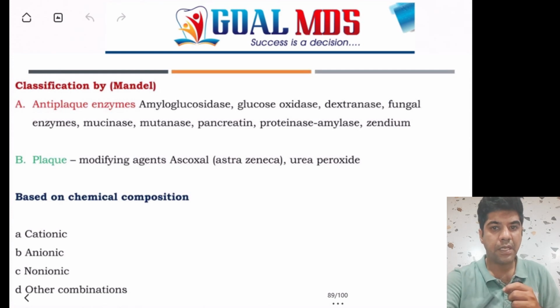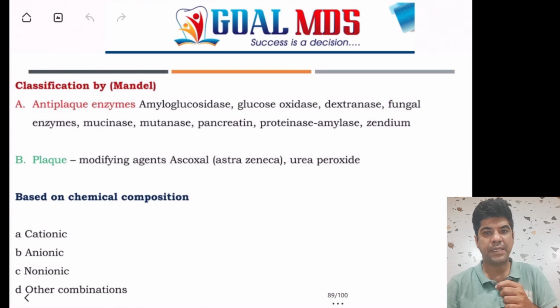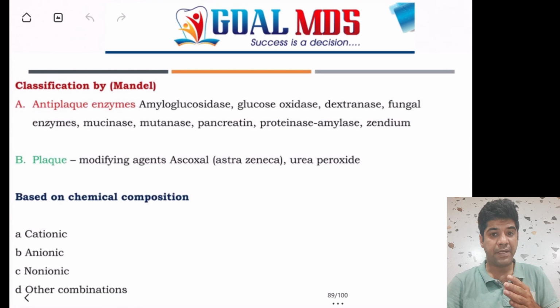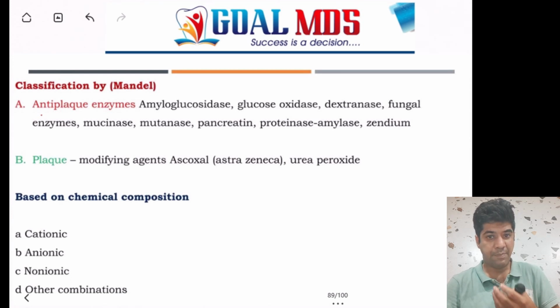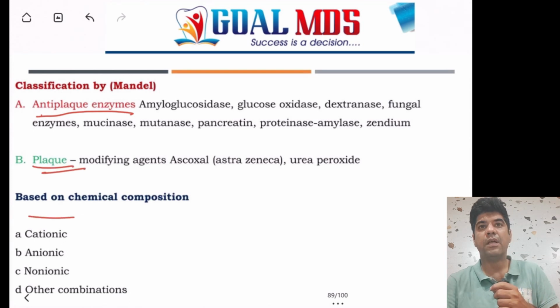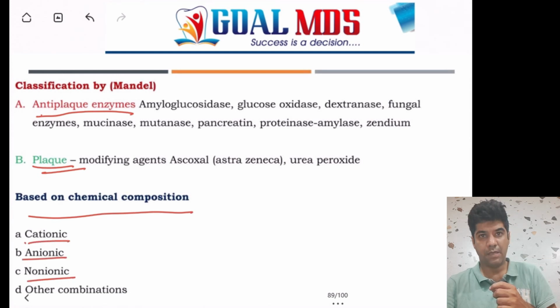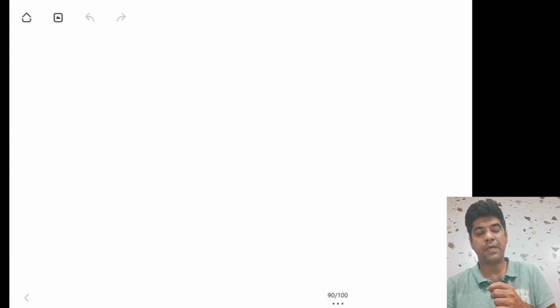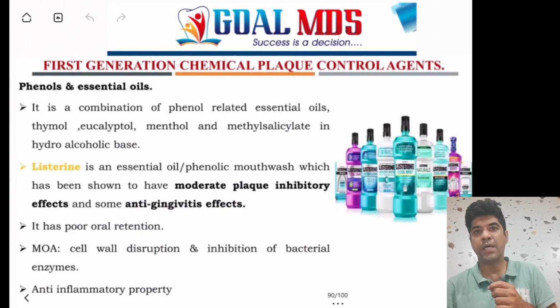The third generation is delmopinol. It is another chemical agent that is used for oral hygiene, used as a mouthwash. It helps to prevent the formation of dental plaque, prevent biofilm formation, and prevent the buildup of harmful bacteria. Another classification is that we can classify them into anti-plaque agents and plaque-reducing agents. Based on the chemical composition, we can classify them into cationic, anionic, non-ionic, or aryl, or other combinations.